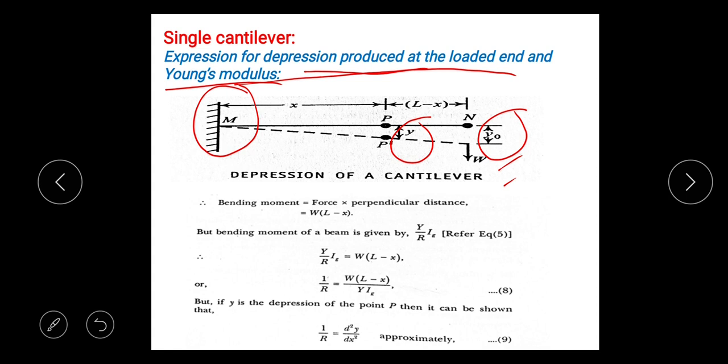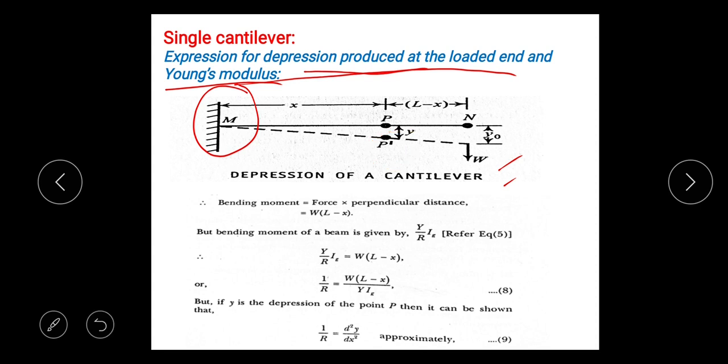Consider this point P on the free end at a distance x from the fixed end. So the distance of this point P is x from the fixed end, and the distance is L minus x from N. Let P dash be its position after the beam is bent. So while it is loaded, due to depression, point P changes its position to P dash. It is shown here.